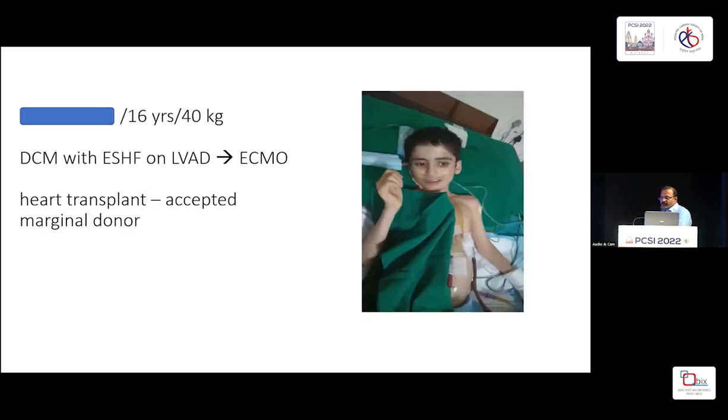This was one of our recipients, a 16-year-old, 40 kg boy. He is a known case of dilated cardiomyopathy.